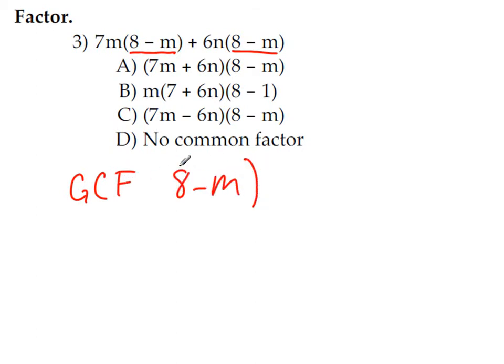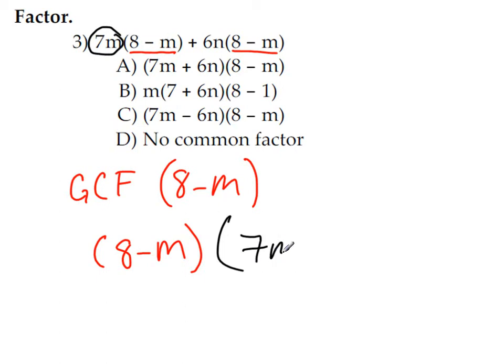And I'm going to include it in parentheses to keep myself safe, because that entire thing is coming out. Now we're going to factor out the GCF. And what we need to figure out is what times 8 minus m will get us 7m times 8 minus m. And pretty much whatever is in the front of the binomial, once we've factored it out, is what we need. So 7m. And then same deal here. We have plus 6n. So whatever's left over, that's what we need. And we can't factor that further. In fact, we are done.